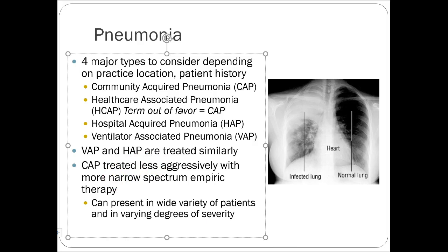CAP is treated less aggressively, and VAP or HAP is usually treated more aggressively because you're usually looking at more aggressive bugs that are going to get into hospitalized patients: opportunistic bugs, pathogens that are resistant, things that have been exposed to different drugs before, stuff we don't like. Whereas community-acquired is a little more straightforward and predictable with what kind of bugs we're going to see.